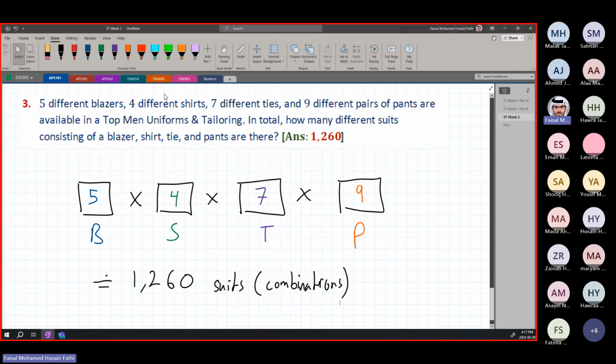When you have options, use your box method. Yeah, I know you could just directly multiply them, but there's a reason I'm using this box method, because I'm going to be using it to solve most of the questions. For blazers, we can choose from 5 options, so I put all the 5 options here. For shirts, we have 4 options. For ties, we have 7. And for pants, we have 9. And then just multiply all of them, and you will get your answer.